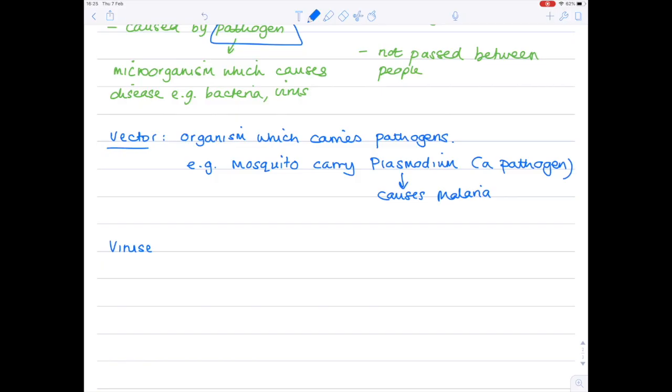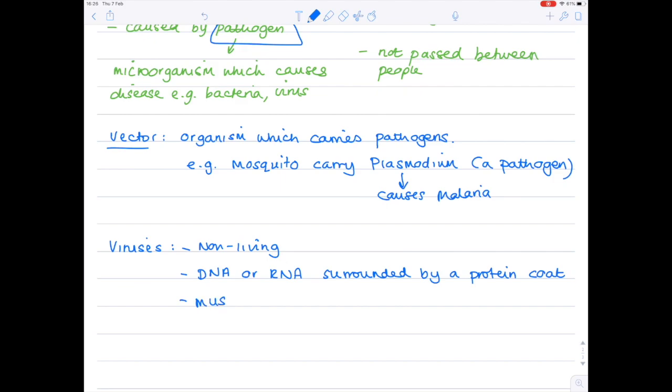Viruses are very different to bacteria and other types of cell, mainly because they're non-living. They simply consist of DNA or RNA surrounded by a protein coat. And they need to reproduce inside another living organism.